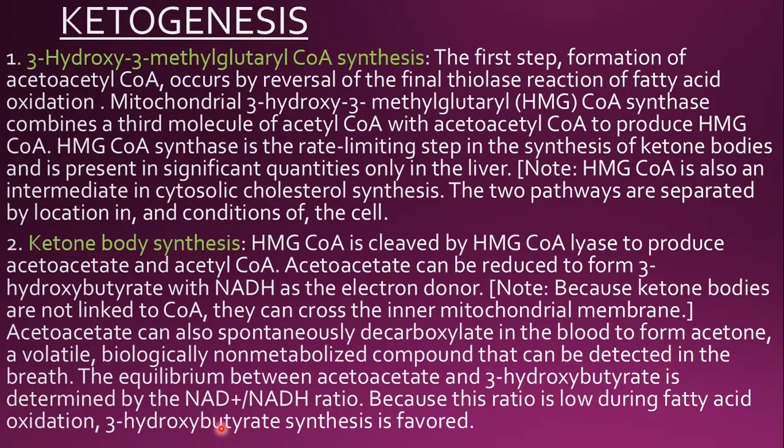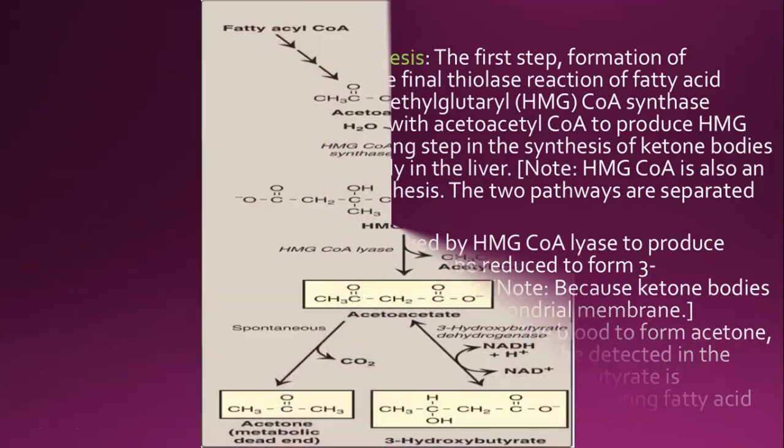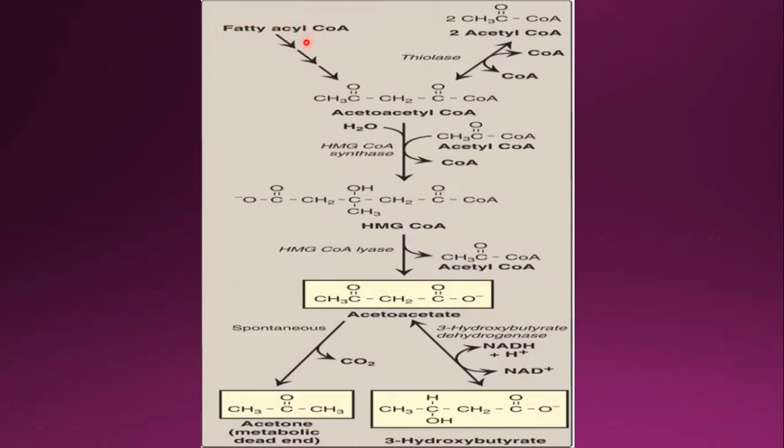Okay. Now, the equilibrium between acetoacetate and 3-hydroxybutyrate is usually determined by the NAD to NADH ratio. Because this ratio is low during fatty acid oxidation, 3-hydroxybutyrate synthesis is usually favored. Now let's look at that. Here you have your fatty acyl CoA. It will undergo the 3 steps. First, dehydrogenation, hydration. Then we have the second dehydrogenation, to form your acetoacetyl CoA.